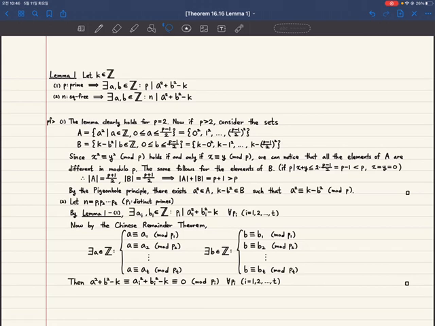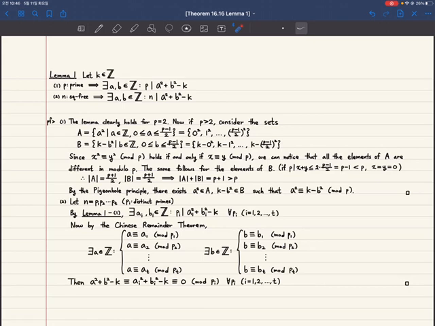So here's the statement. Let k be an integer. If p is prime, then there exist integers a, b such that p divides a squared plus b squared minus k, and if n is square free, then there exist integers a and b such that n divides a squared plus b squared minus k. Okay, so let's go over the proof now.